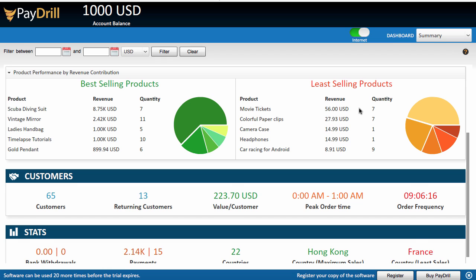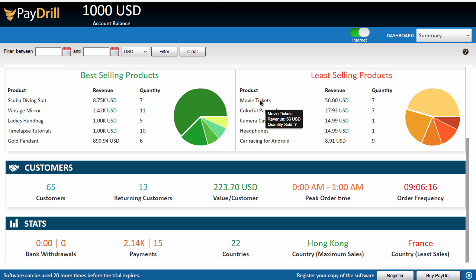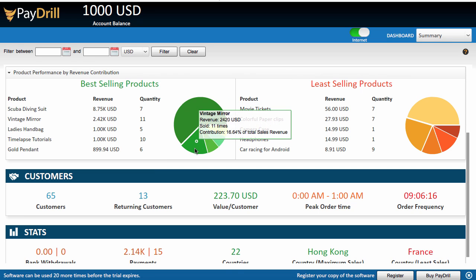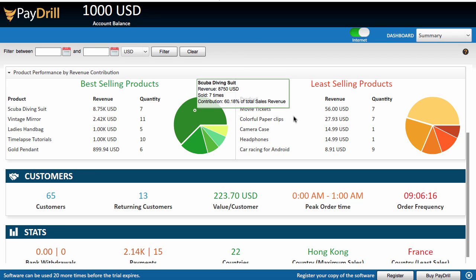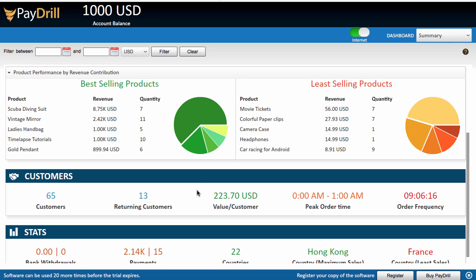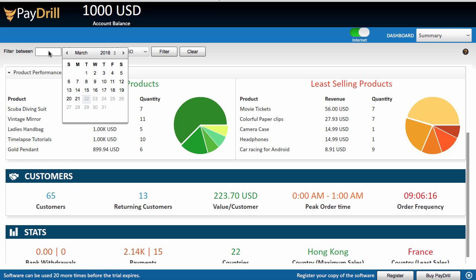This is a software that's been developed. It's the first of its kind, I believe. I haven't seen anything like this before, where it actually prints out and gives you a breakdown of all the different data that you would need to see in PayPal to make decisions for your business. Now, this is a demo account, so the data you're seeing here isn't from my business. It's from a business set up by the people that run PayDrill.